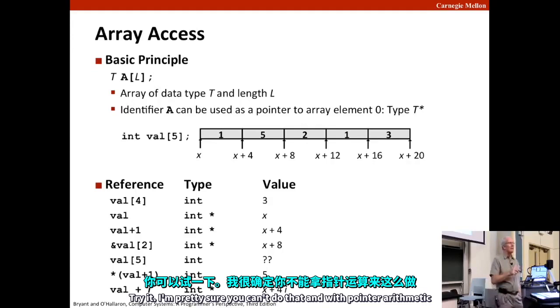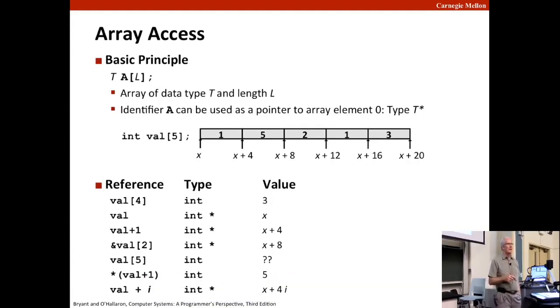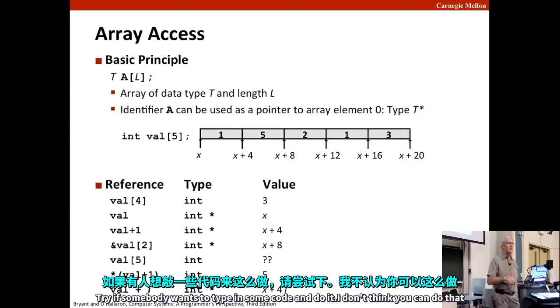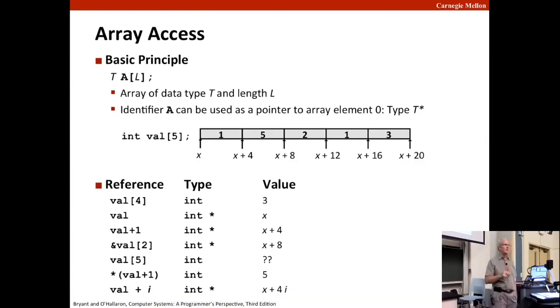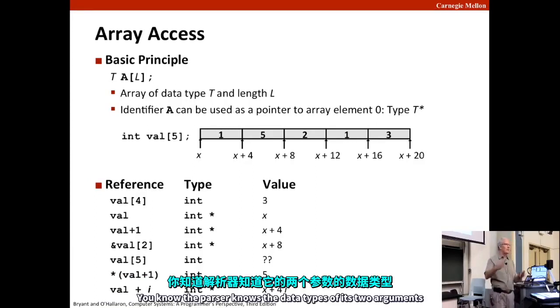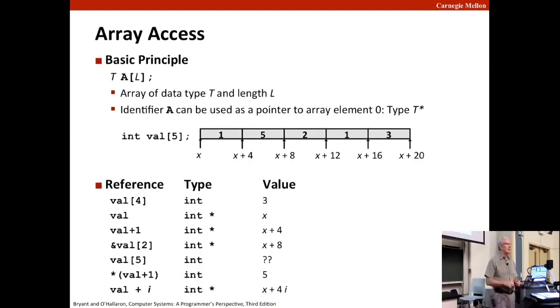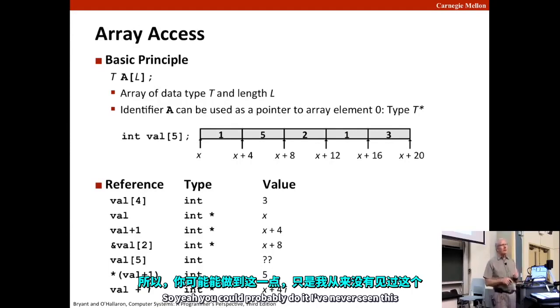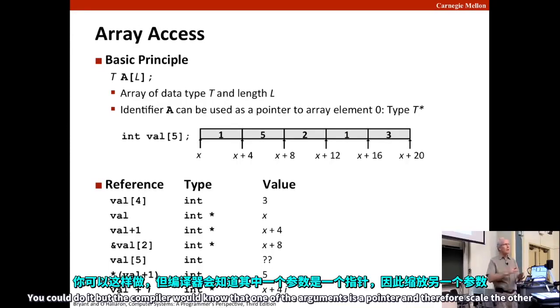Try it. I'm pretty sure you can't do that with pointer arithmetic. If somebody wants to type in some code and do it, I don't think you can. But if you did, the parser knows the data types of its 2 arguments, so yeah, you could probably do it. I've never seen this. You could do it, but the compiler would know that one of the arguments is a pointer and therefore scale the other.